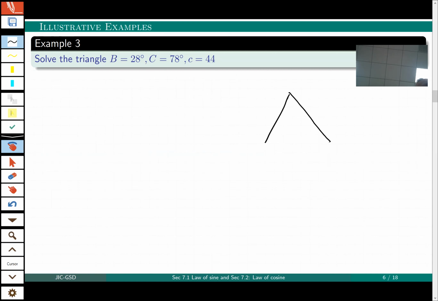Again, here we have angle A, we don't know it. We have B is 28 degrees, and we have C is equal to 78 degrees. So to find A, that will be 180 minus 28 minus 78. So 180 minus 28 minus 78 will be 74 degrees. So that is 74 degrees.